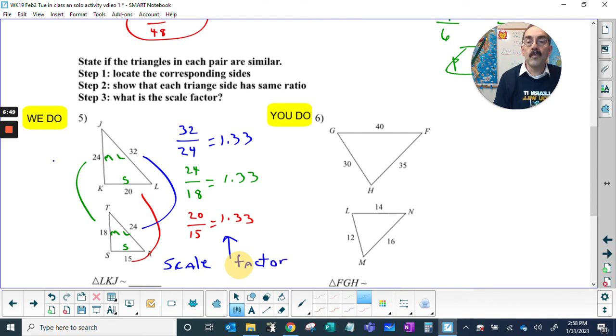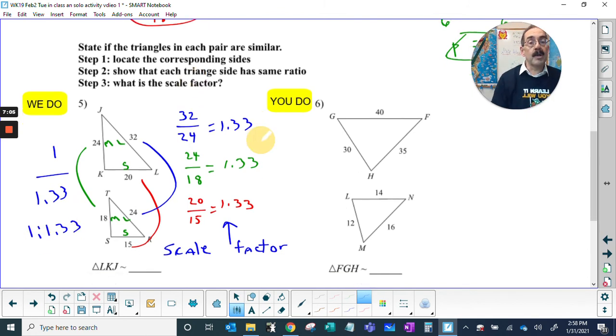So 1 divided by 1.33, or 1 to 1.33. The key was the relationships. Now you pause the video and you try the next one.